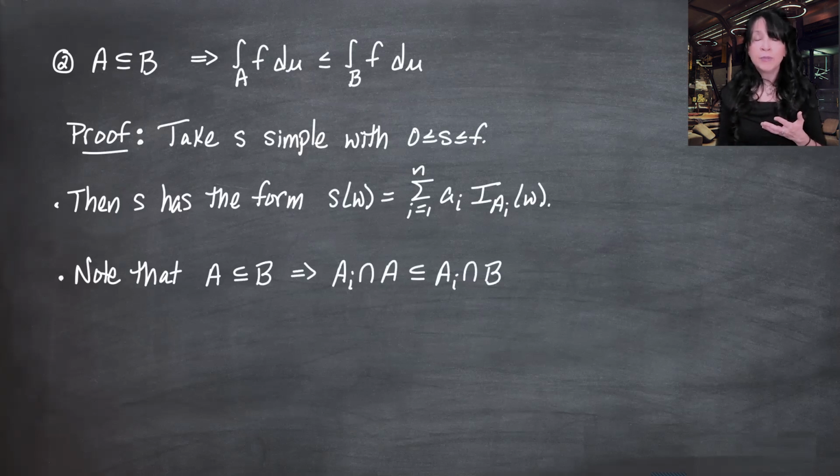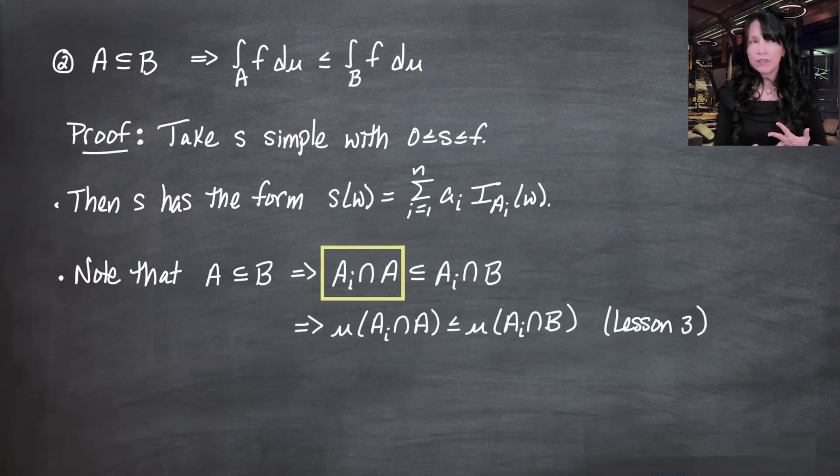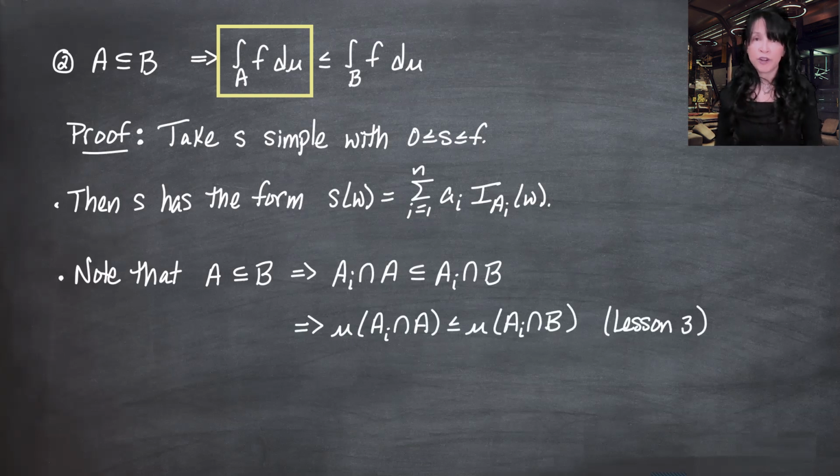Because of this containment, if we take the mu measure here, then by monotonicity of a measure, mu of this set is less than or equal to mu of this set. And we saw this back in lesson 3 for a general measure. So how are we going to define this integral here? We're going to take a supremum over S of integrals that look like this. Integral over A of S d mu.